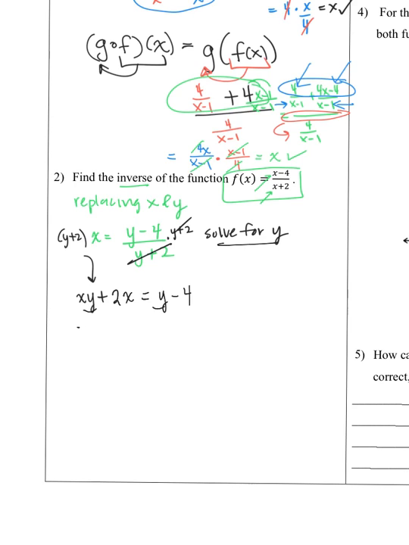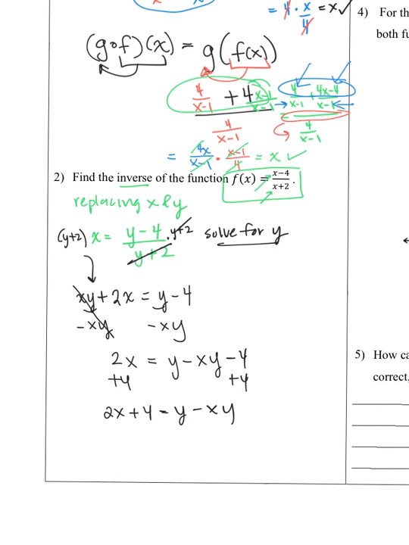So maybe let's keep some negative xy over here, so that way those cancel. We'll get 2x is equal to y minus xy minus 4, and then we'll move the 4 over. So we have 2x plus 4 equals y minus xy.